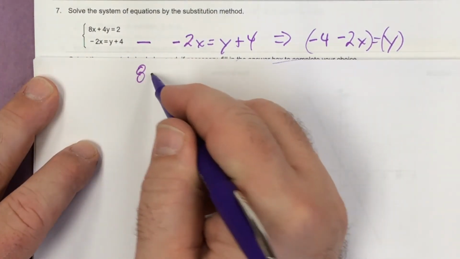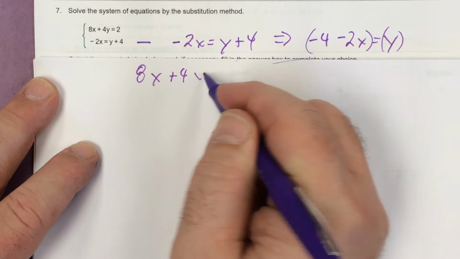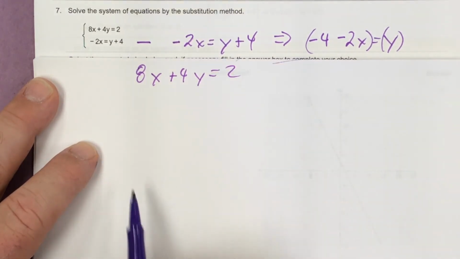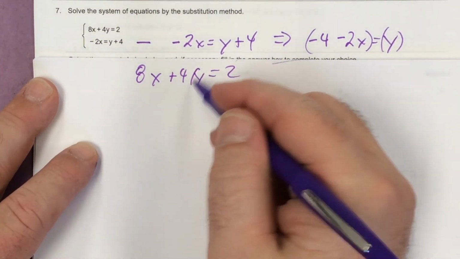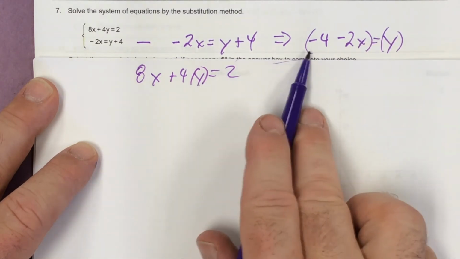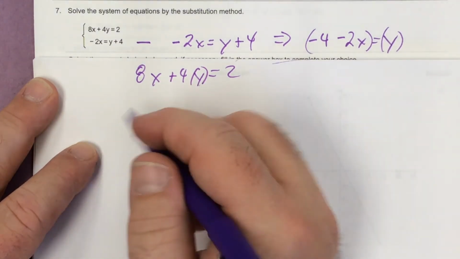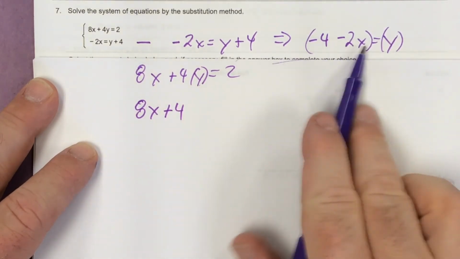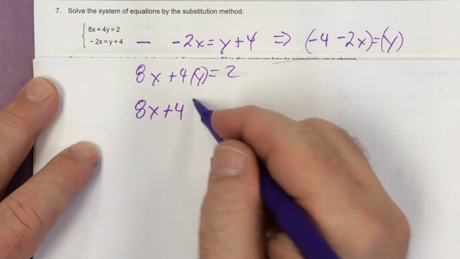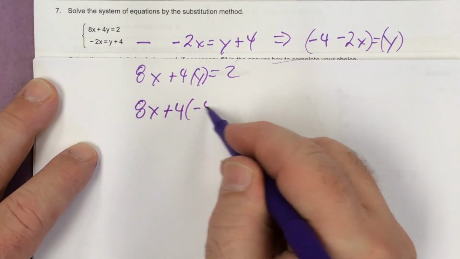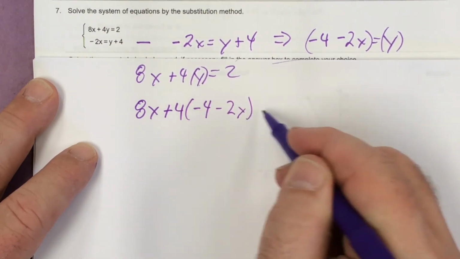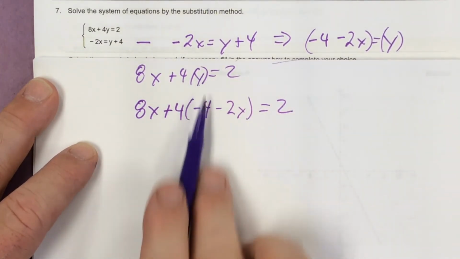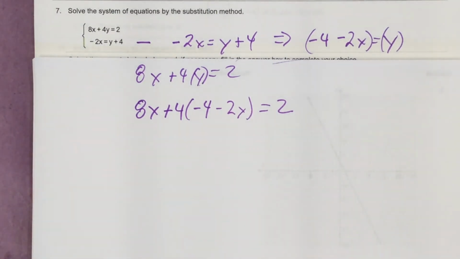So my first equation reads 8x plus 4y equals 2. Well, since I know the value of y here, I'm going to replace this y with negative 4 minus 2x. So it's going to be 8x plus 4, and by the way, if you have negative 2x minus 4, that works also. Negative 4 minus 2x, and it equals 2. So I replace this y with this value here.